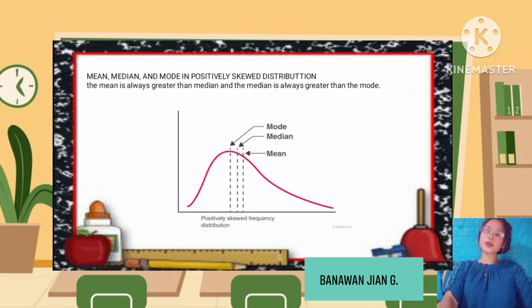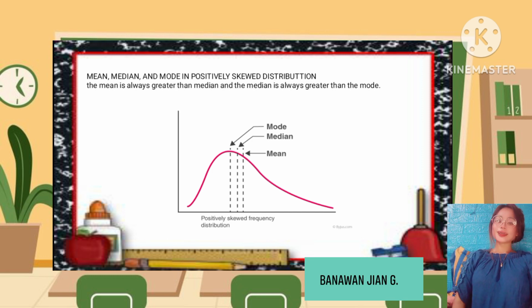Next, the mean, median, and mode in a positively skewed distribution. So the mean is always greater than the median, and the median is always greater than the mode. Okay, so that means the mode is going to be low. The value will be low because it is in the negative direction.